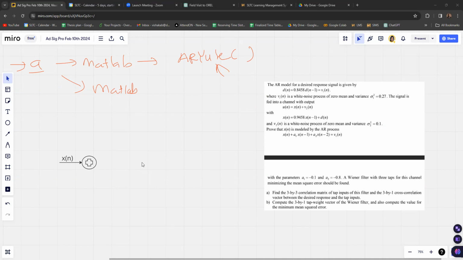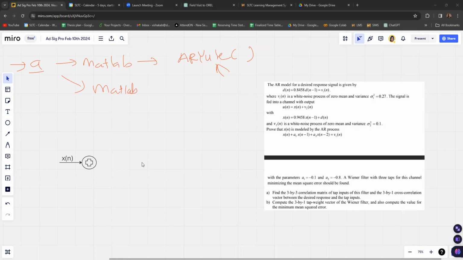Okay, so there's the AR process that we are considering, and that AR process has this desired response signal, which is given by this equation. V1 denotes a white noise process with zero mean and variance of 0.27. The signal is fed into a channel with output Xn plus V2n, right?